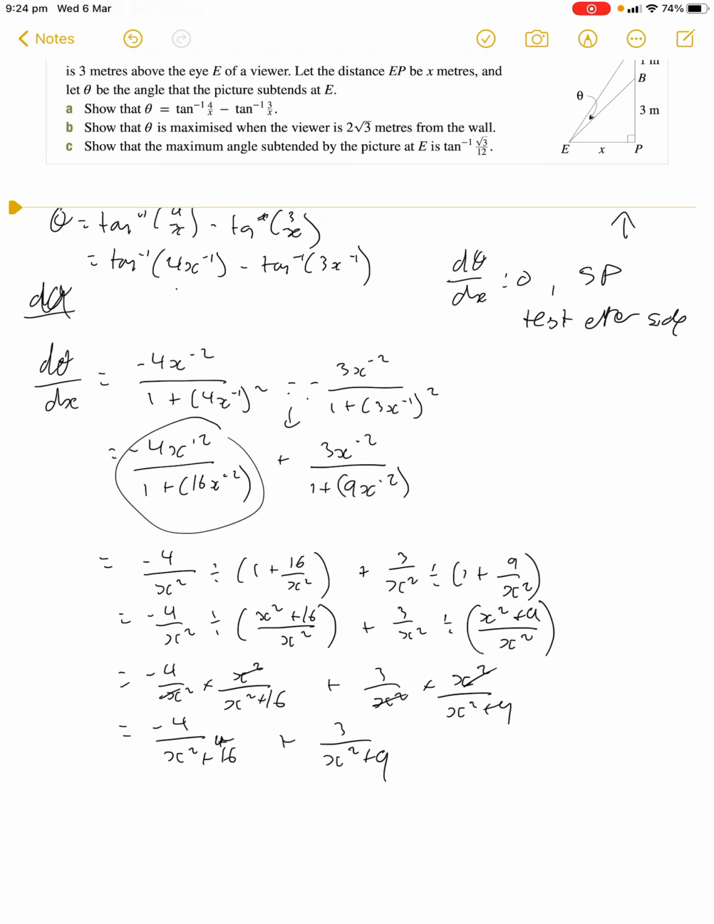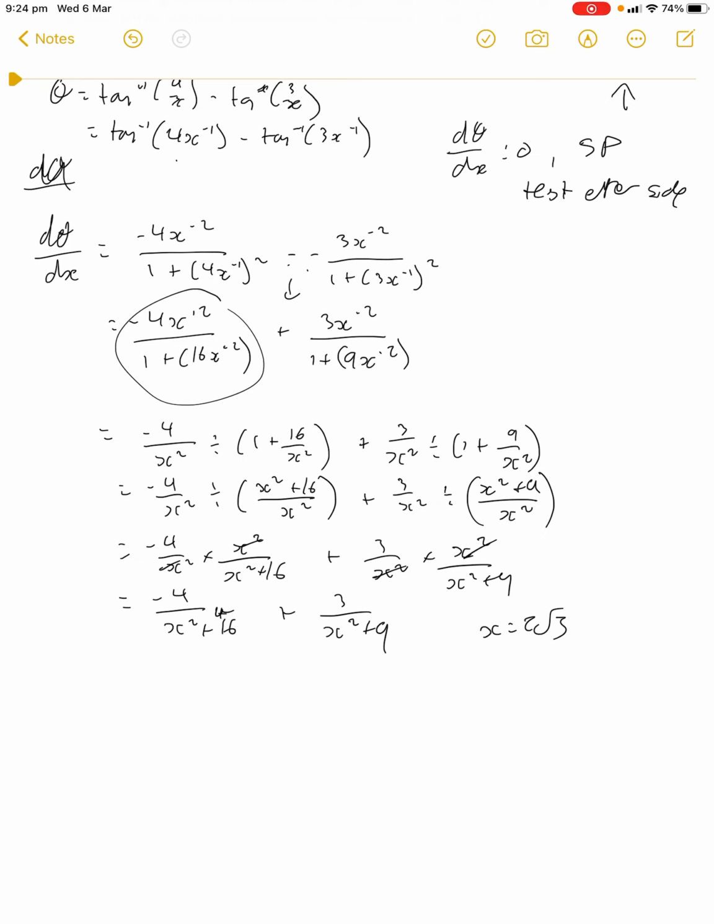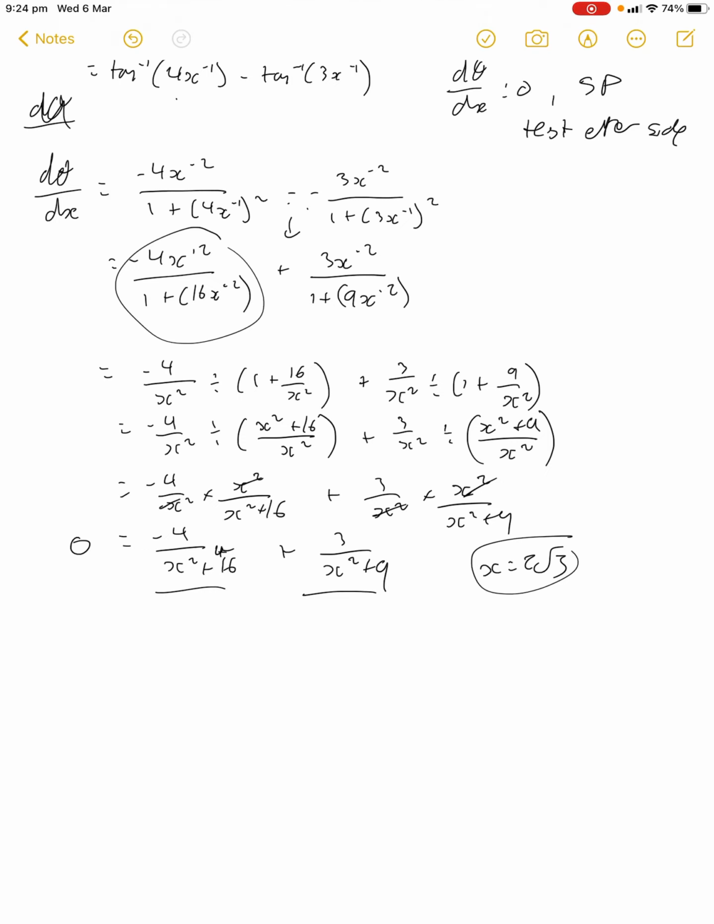It wants us to show that it is maximized when they are 2√3 meters away. So when x equals 2√3, we want to show that's a maximum. Well, to show it's a maximum, I need to show that it is essentially a stationary point, which means I need to solve these two expressions to be equal to 0. And I'm going to do that right now. Let's solve them be equal to 0. Add 4 over x squared plus 16 to both sides. I'm going to solve for x here. So we have 4 over x squared plus 16 equals 3 over x squared plus 9.